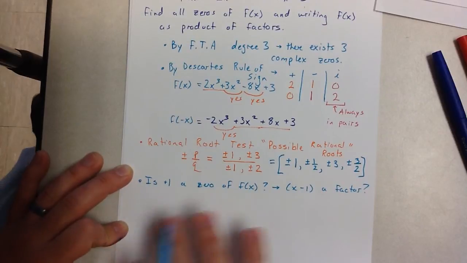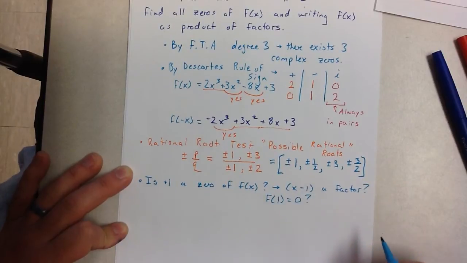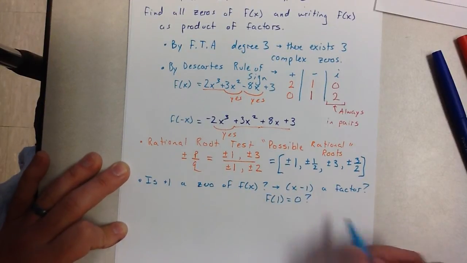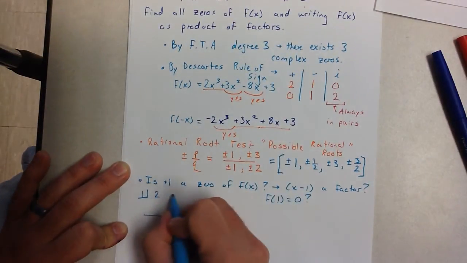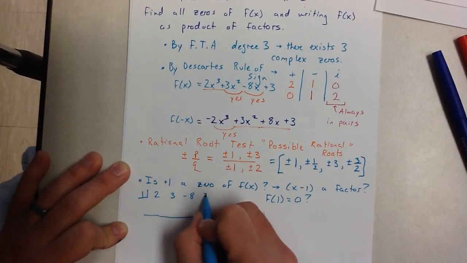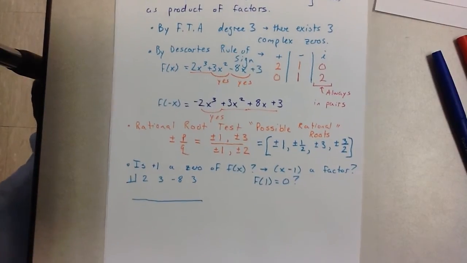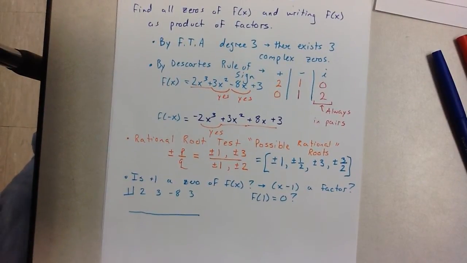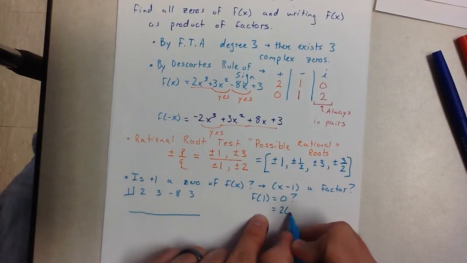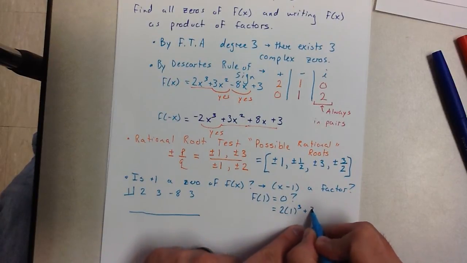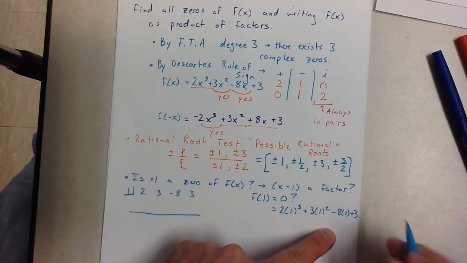Okay, so there are 2 ways of doing this. I can either look at f of 1 and see if it's equal to 0, or I could use synthetic division and place my coefficients 2, 3, -8, and 3, go through that and hope that I get 0 here. Both are valid ways of doing this. The reason why we're choosing 1 is this. If I plug 1 into my function, 2 times 1 cubed plus 3 times 1 squared minus 8 times 1 plus 3.